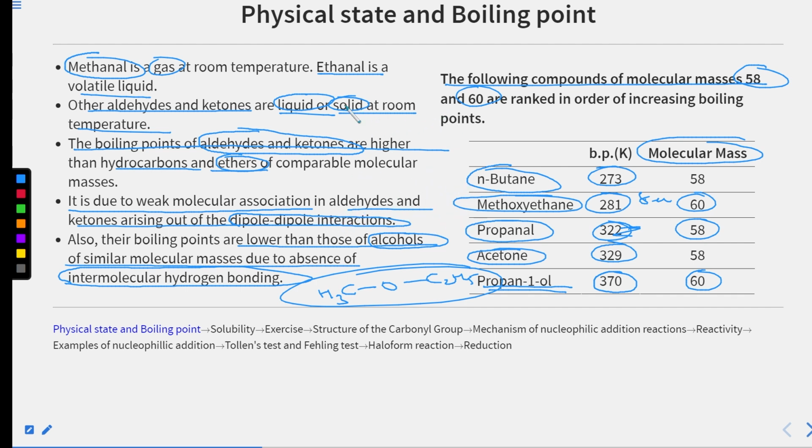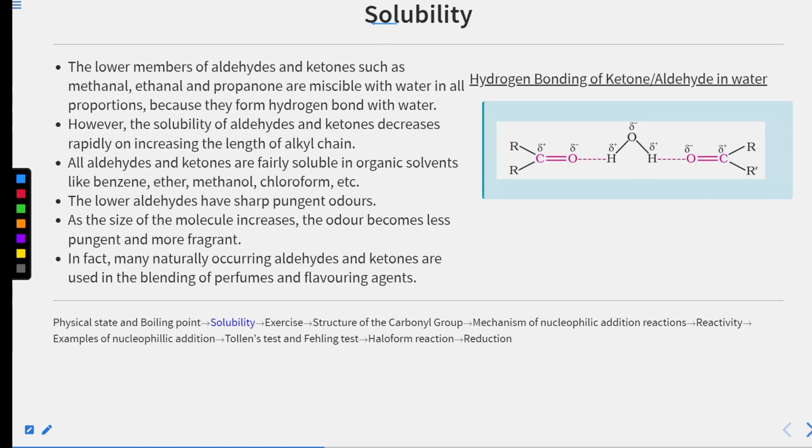Now next we will move to another physical property, that is solubility. If you remember in the previous classes, we have seen the solubility and compared the solubility of your alcohol, and the major contributing factor which increases the solubility was hydrogen bonding. So here also we have the same factor. It is written here that the lower members of the aldehyde and ketone, such as methanal, ethanal, and propanone, are miscible with water in all proportions, because they form hydrogen bonding with water. Miscible means soluble in water. So the lower members, that is methanal or ethanal, are soluble in water. And if we talk about ketone, we have propanone. So they are miscible in water.